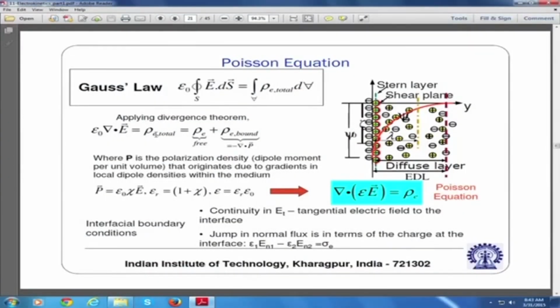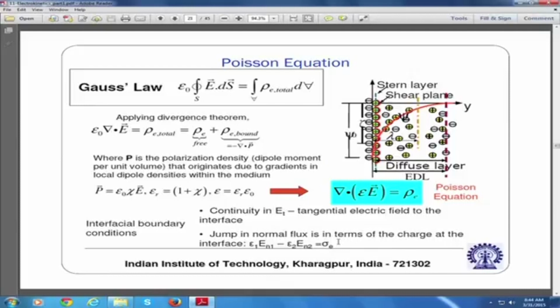So, you can see that this is the final form that we talked about, and what are the boundary conditions we are talking about? Continuity of the tangential electric field across the interface and jump in the normal flux. This is very important. When we talk about electric field in the tangential direction, there should be a continuity, but in terms of the normal electric field, there may be a jump. Why? Because across the interface there may be a storage of charge.